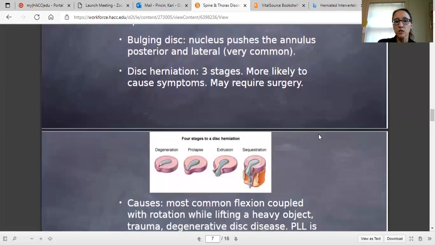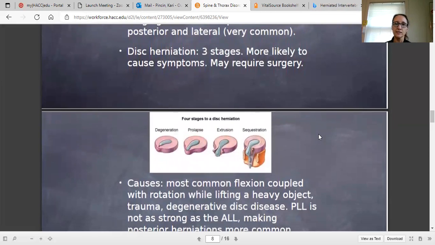Disc herniation. Like I said in a previous video, hernia means hole. So in a disc herniation, this says there are 3 stages. There's actually 4 or 5 stages. The stages don't really matter for you as a massage therapist, but certain stages are more likely to cause symptoms. And of course, if it's really severe, it might require surgery.